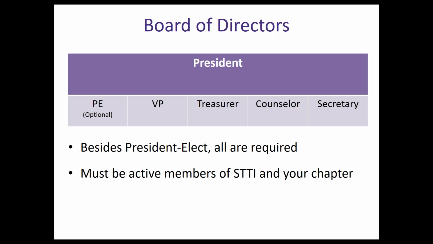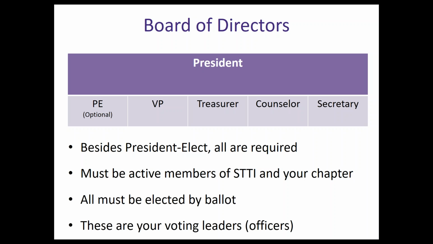Everyone in these positions must be active, meaning dues-paying members of STTI and your chapter. They must be elected by ballot. And then the bylaws refers to these positions as your voting leaders, meaning your officers. So whenever there is a board vote that is required, these are the positions who are voting because these are your officers.